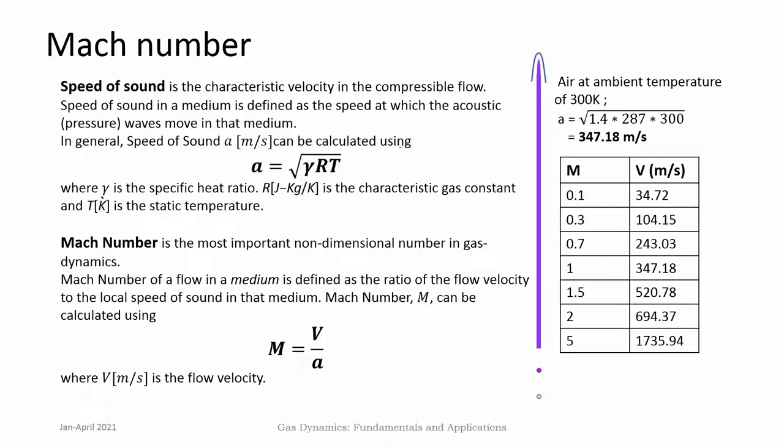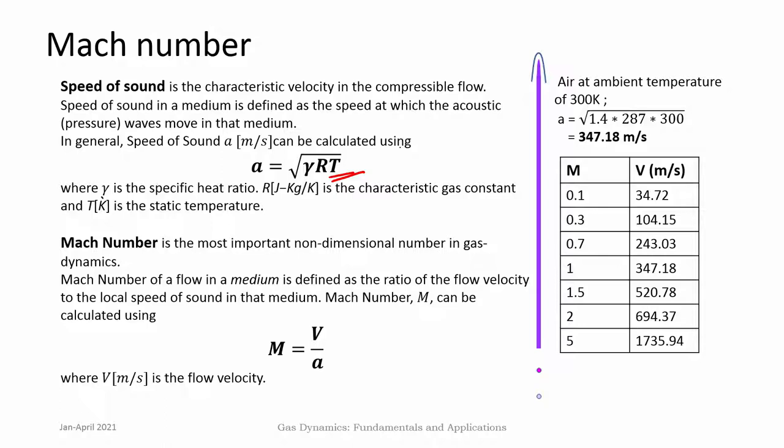So, the speed of sound is just the speed at which acoustic waves move in that medium, and it is a local property. It has a formula for a perfect gas, which is square root of gamma R T, which is given over here. R is the specific gas constant, and T is the static temperature.